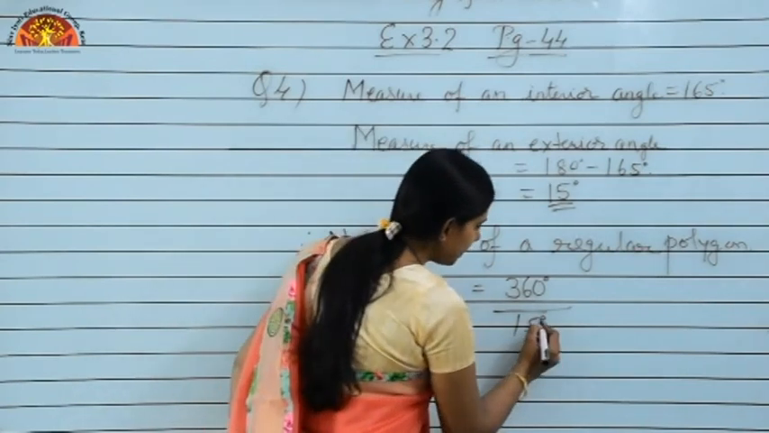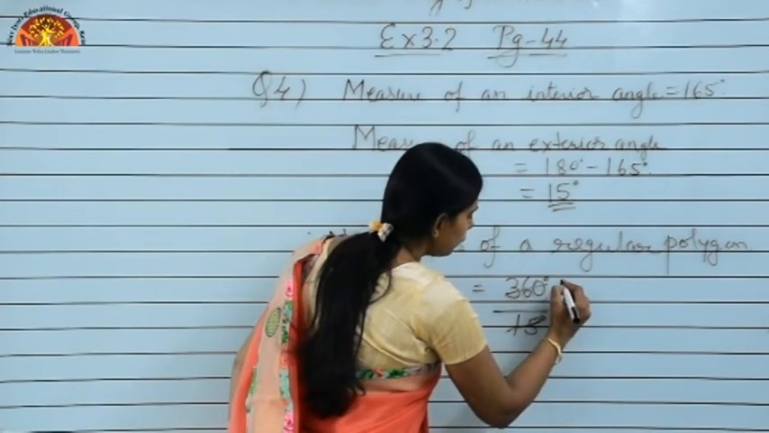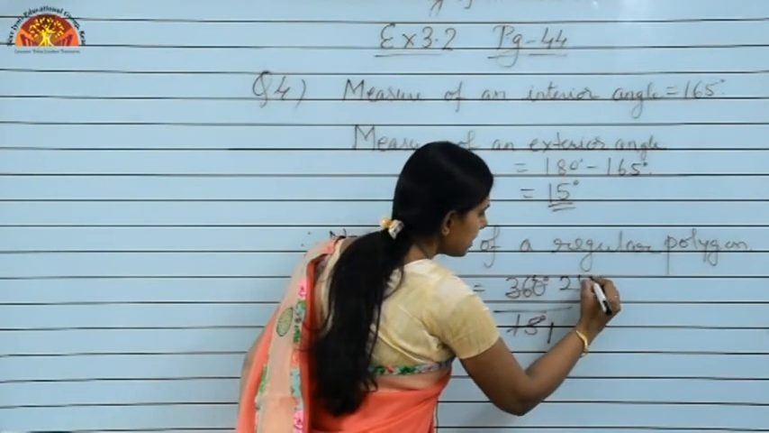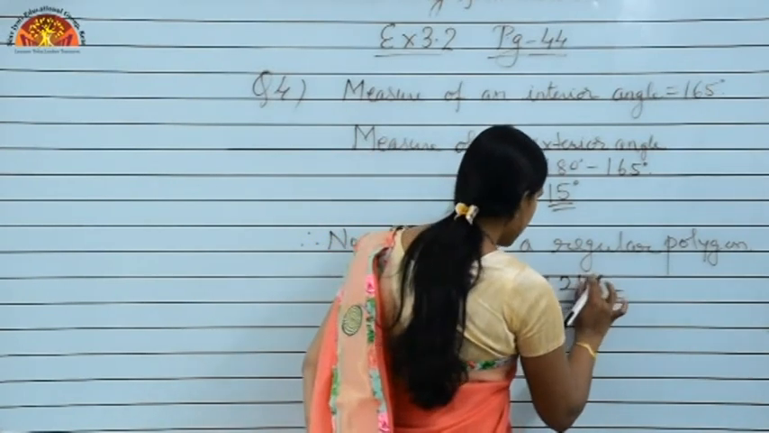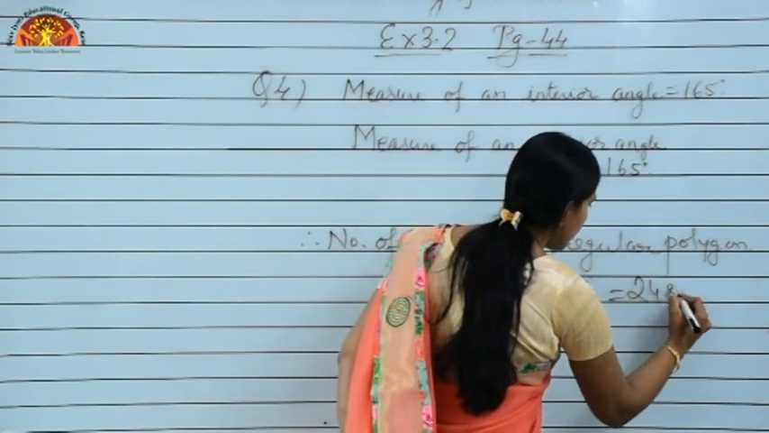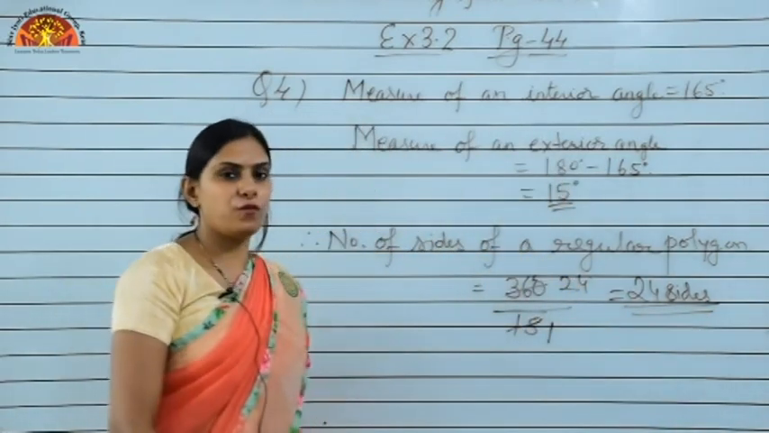Now you can just simplify it. So 15 ones are 15. 15 twos are 30. Okay, 6 carry. 15 fours are 60. So your number of sides is equal to 24 sides. So the number of sides of the regular polygon is equal to 24 sides.